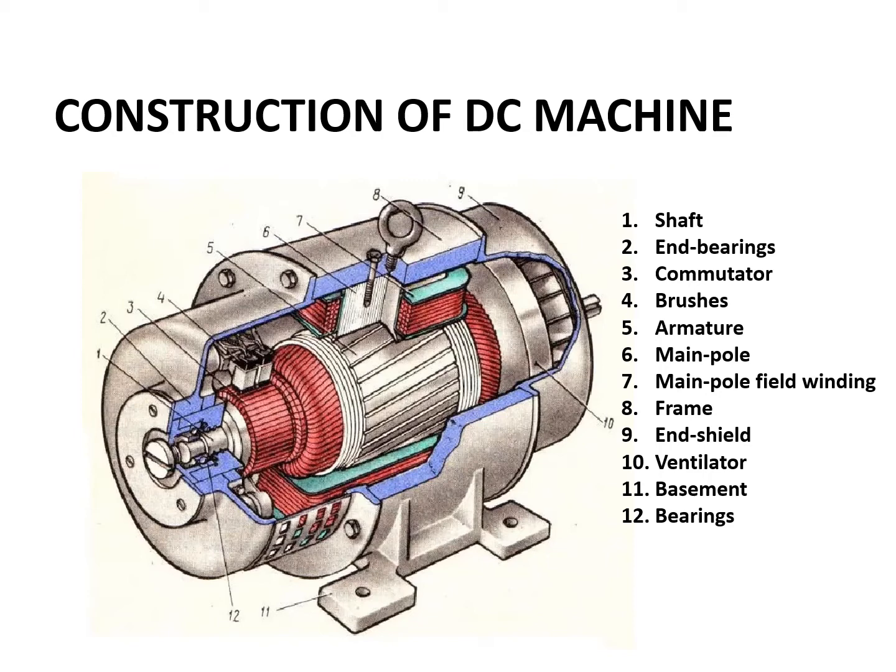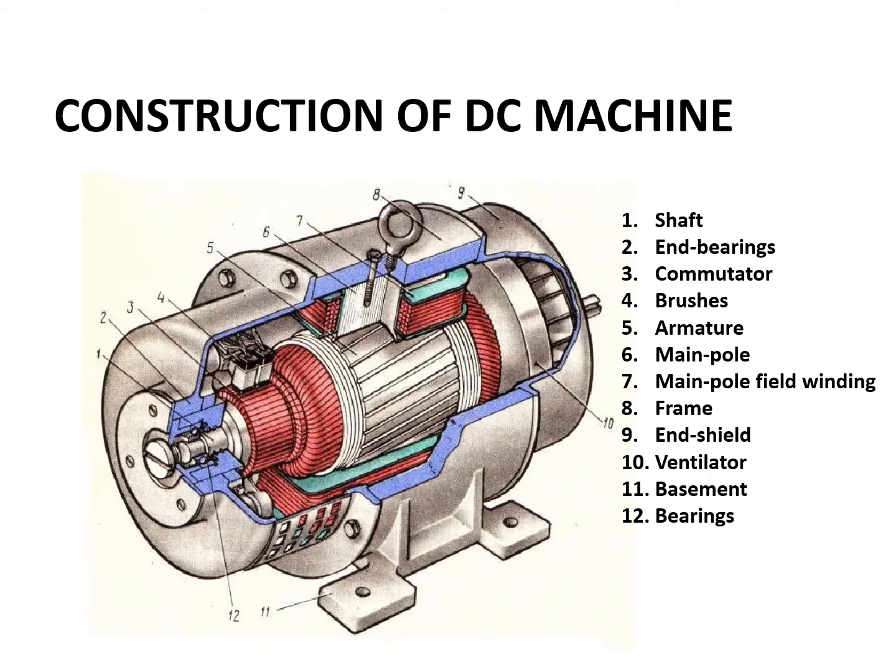9 is the end shield to cover the machine. 11-1 is the baseband, or the stand through which we can place a machine on the ground, and 12 is the bearings. So this is the real view of the DC machine.